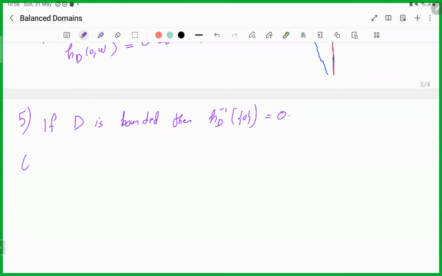The last very important thing: at the very beginning of the class, I wrote a result that I am trying to prove now. D is a balanced convex domain if and only if h is a semi-norm.